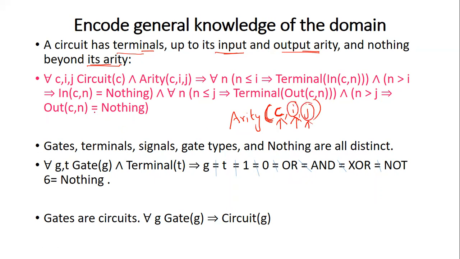So how will we represent that? For all C comma I comma J, C is the circuit, I is the number of inputs, J is the number of outputs.